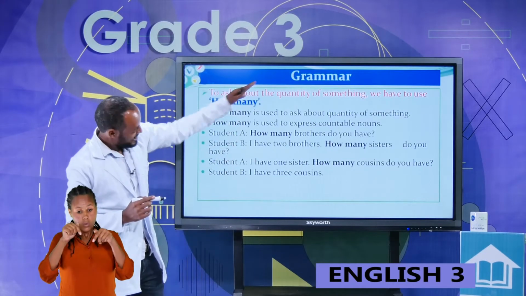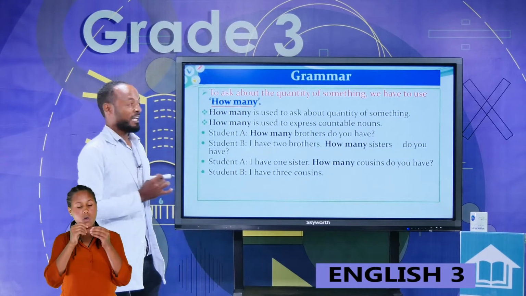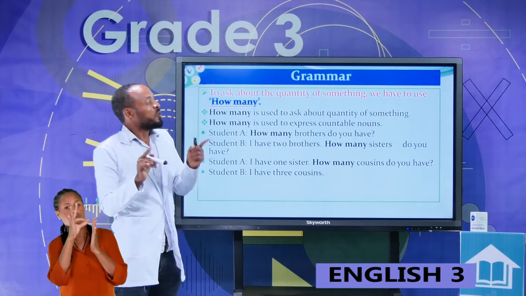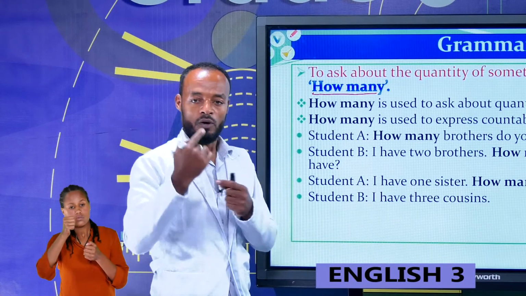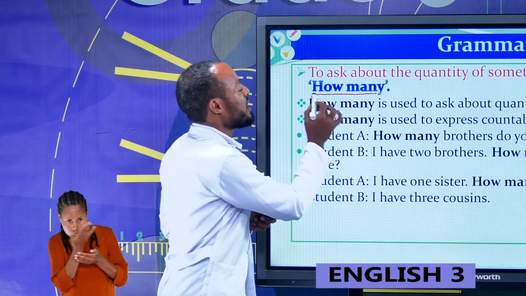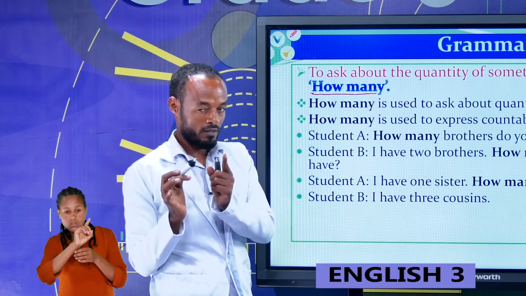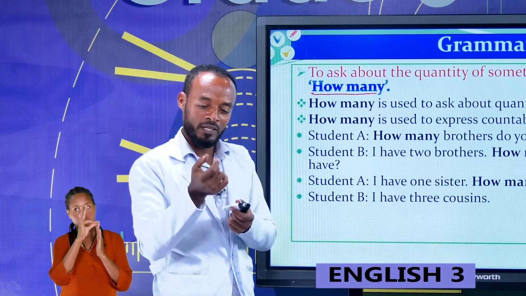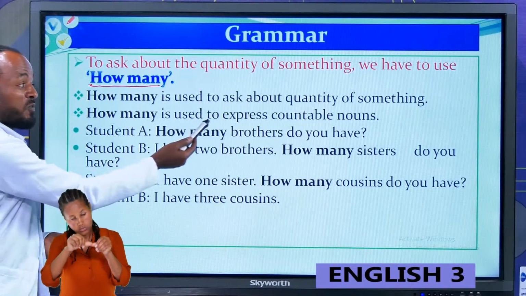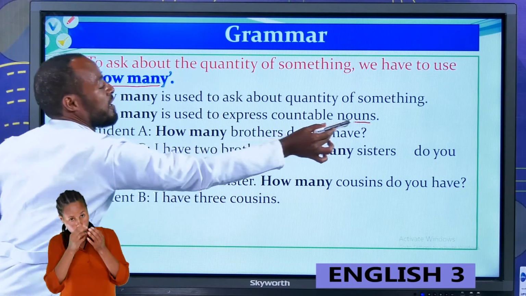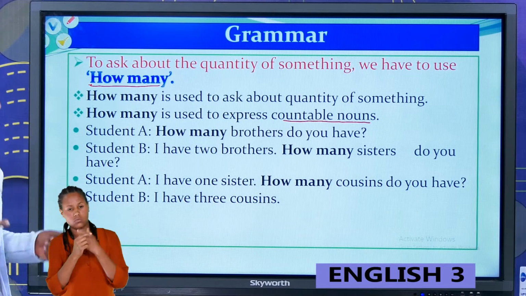So today we are going to start from grammar. In this case, we will talk more about how many. To talk about the quantity of something, we have to use how many. If you are going to ask somebody about something, you can use how many. Here, how many is used to ask about the quantity of something. This is not about quality. The quantity of something means something which we can count by saying 1, 2, 3, 4 and so forth. So, how many is used with countable nouns. Countable nouns means something which can be counted by saying 1, 2, 3, 4.